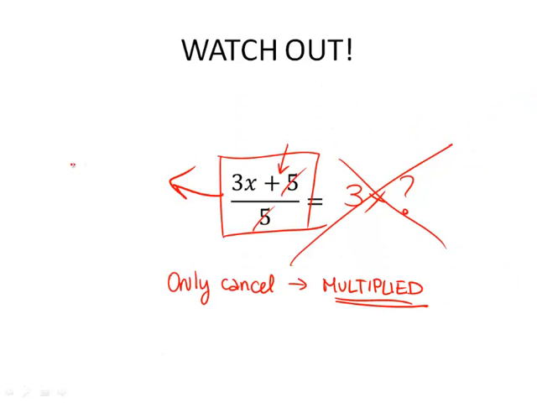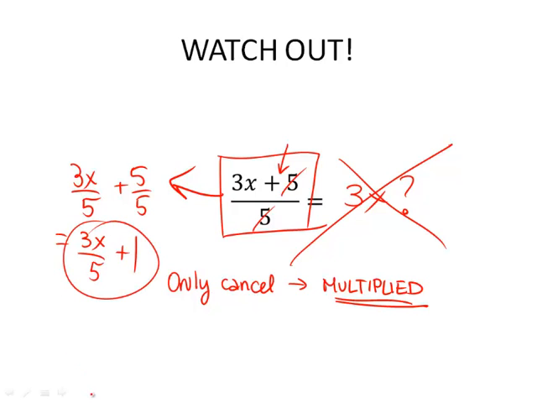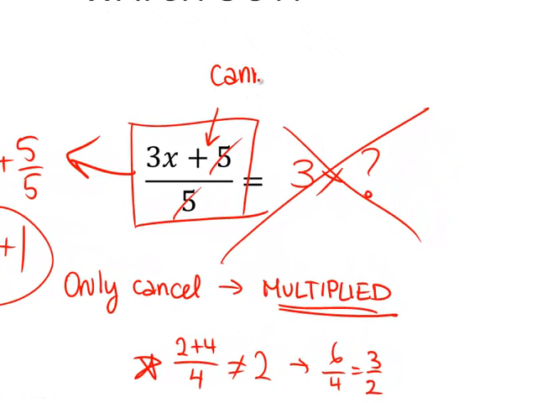So it actually is 3x over 5 plus 5 over 5, which is 3x over 5 plus 1 is the simplest way to write that. So this comes from the idea that, hey, if you had 2 plus 4 over 4, you could not say that that's equal to 2. Because 6 over 4 is actually 3/2, which is not quite 2. So remember, you cannot cancel terms when they are added or subtracted.